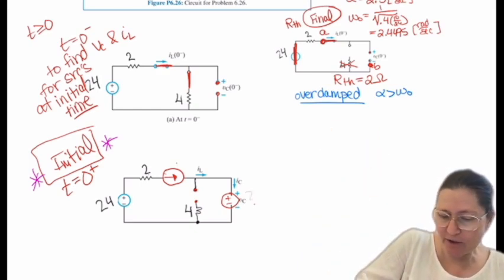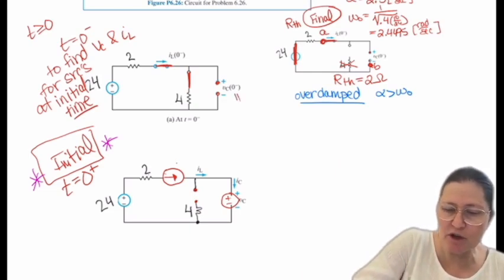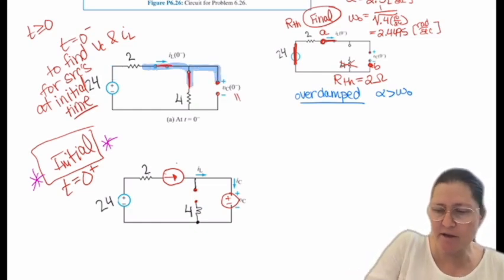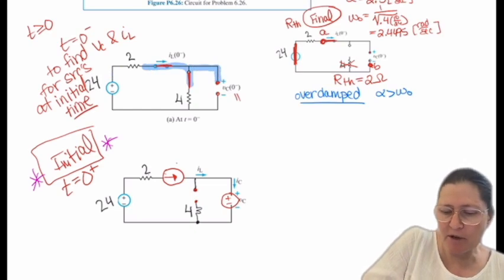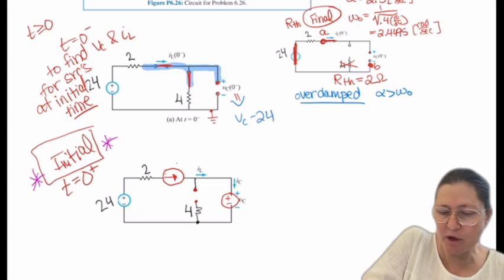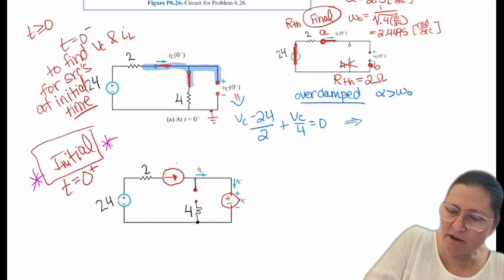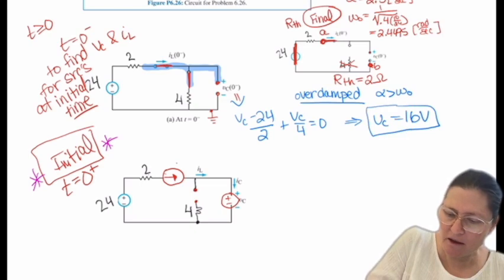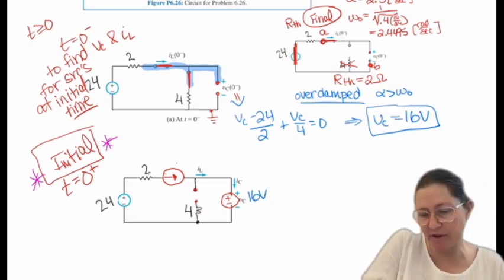So in this case, to find those two values, VC is going to be the voltage across, oops, so this is all the same wire. And then if I put my ground here, then VC is going to be found by (VC minus 24) over 2 plus VC over 4. And then I can solve that to give me VC is 16 volts. And so that will be used here for the 16 volts.